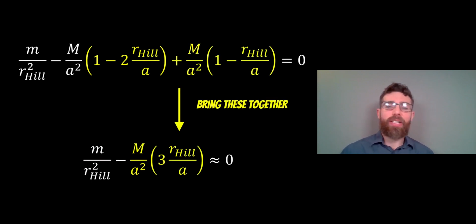So then we can basically bring those two brackets together and make an approximation. So we can approximate that to be 0, and it basically simplifies it a little bit. So in this case here, we brought those together and we've got 3 times the hill radius over the semi-major axis instead of having the 2 brackets at the top there.